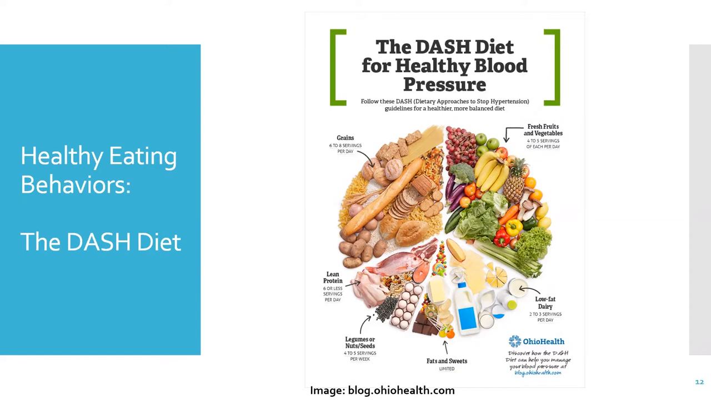Shown here on the slide, the DASH diet recommends 6 to 8 servings of grains, 4 to 5 servings of fresh fruits, 4 to 5 servings of fresh vegetables, 2 to 3 servings of low-fat dairy, and 6 or less servings of lean protein per day. The DASH diet also recommends 4 to 5 servings of legumes, such as beans, nuts, or seeds per week, and limited fats and sweets. So it's a little different approach than My Plate with similar recommendations.